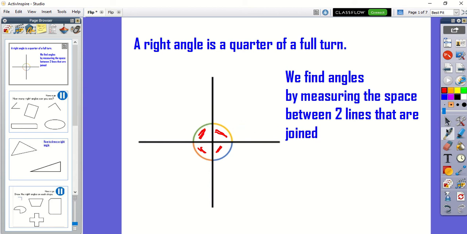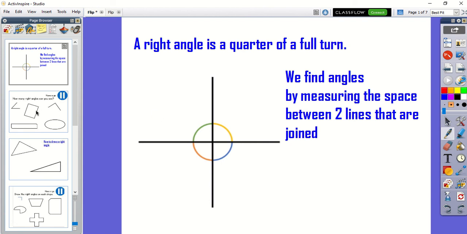Now, a right angle turn is the really posh way of saying a quarter of a turn, okay? Don't know why we can't just call it a quarter of a turn. It's called a right angle turn. So, as you can see here, I've got a quarter of a turn here, so that is a right angle. Here's another quarter, so that's two right angles. Here's a third one, so now I've got three right angles, and my fourth one makes four right angles. So four right angles make a full turn, two right angles is a half turn, three right angles is 3/4 of a turn, and one right angle is just a quarter of a turn.